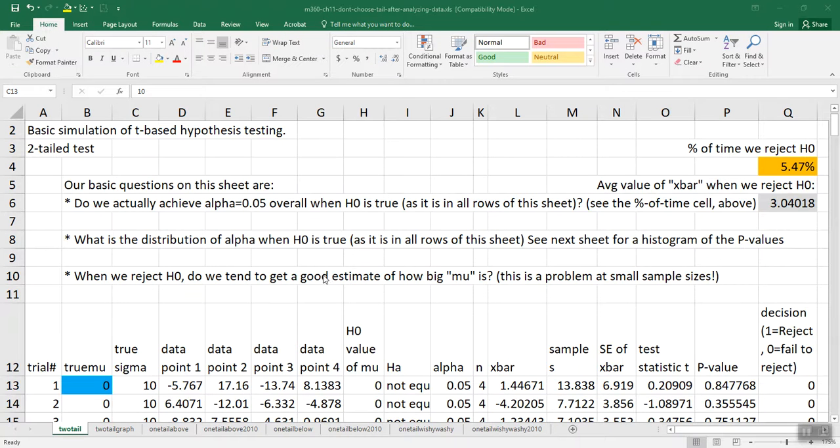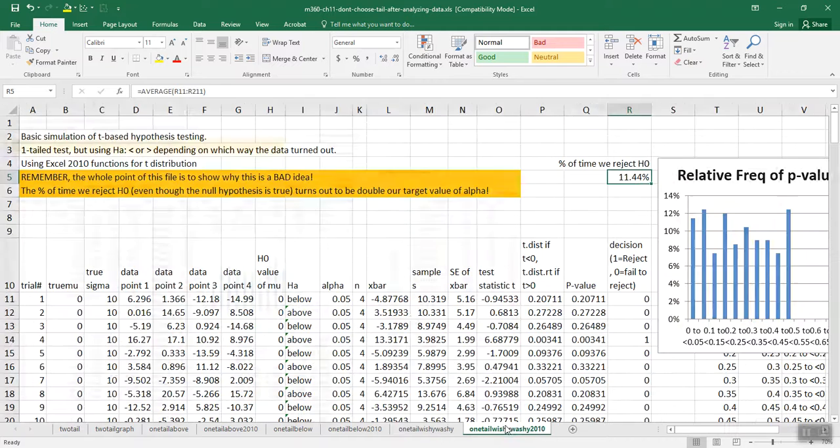So far we've been doing two-tailed testing, and our true population mean is 0 and our null hypothesis is 0. What if we did one-tailed but wanted to look at the data and see which way did xbar go? Was it below 0, and then I'll do a one-tailed test for being less than 0. If the xbar was above 0, then I'll do a one-tailed test for being above 0.